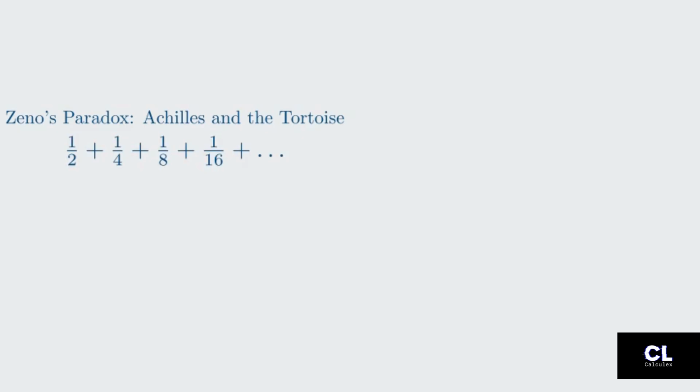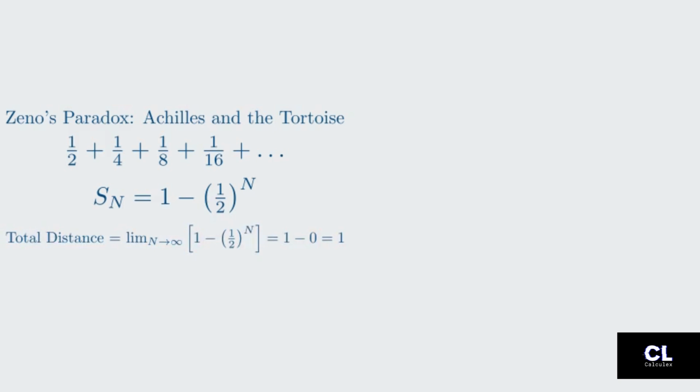But calculus, using limits, solves this. This is a geometric series. Each step is half the previous one. We can write a formula for the sum of the first n terms. This is the approximate sum. To find the exact total distance Achilles needs to run, we find the limit of this sum as n approaches infinity. As n gets larger and larger, 1/2 to the power of n gets closer and closer to 0. So the limit is 1. Limits prove that Achilles will catch the tortoise right at the 1-mile mark.